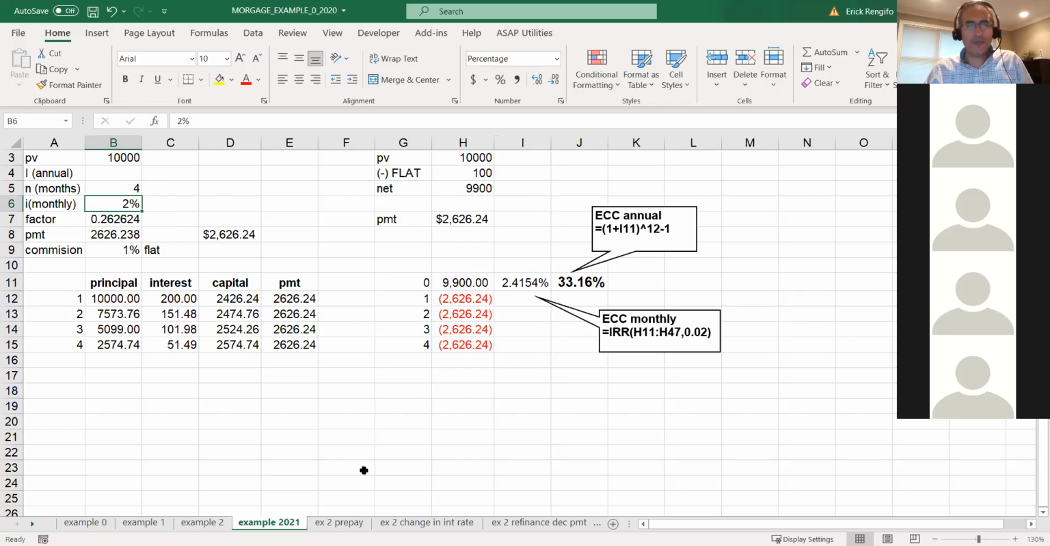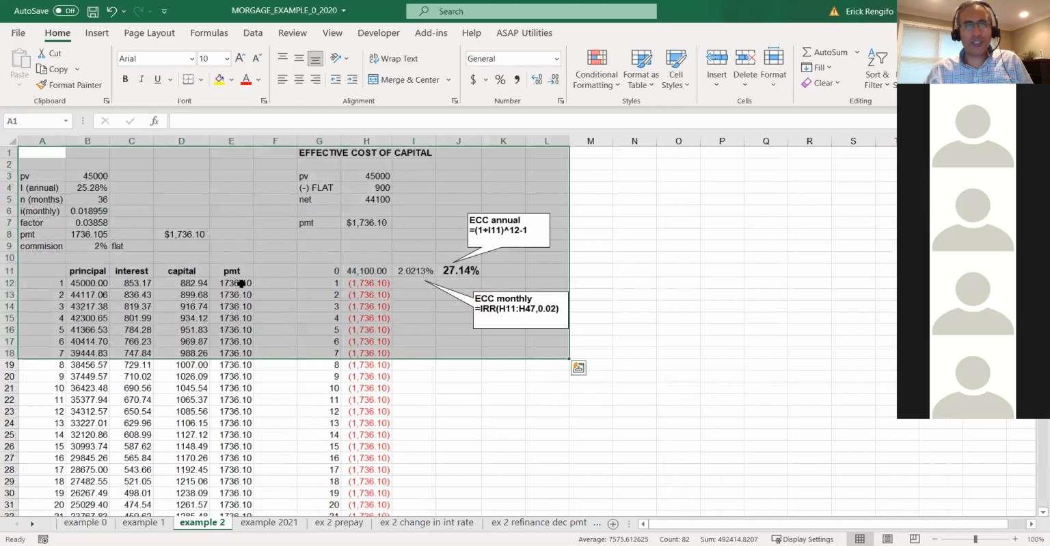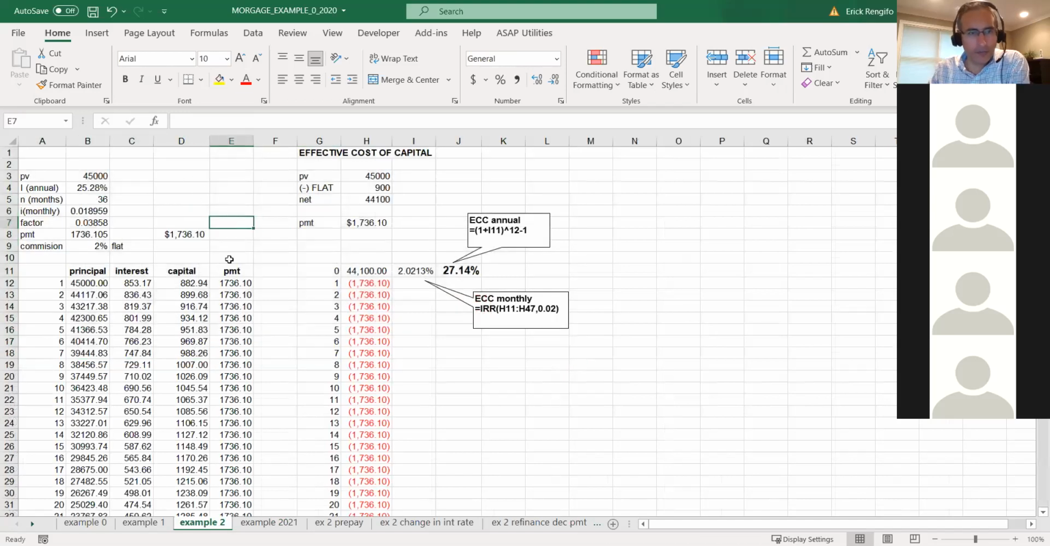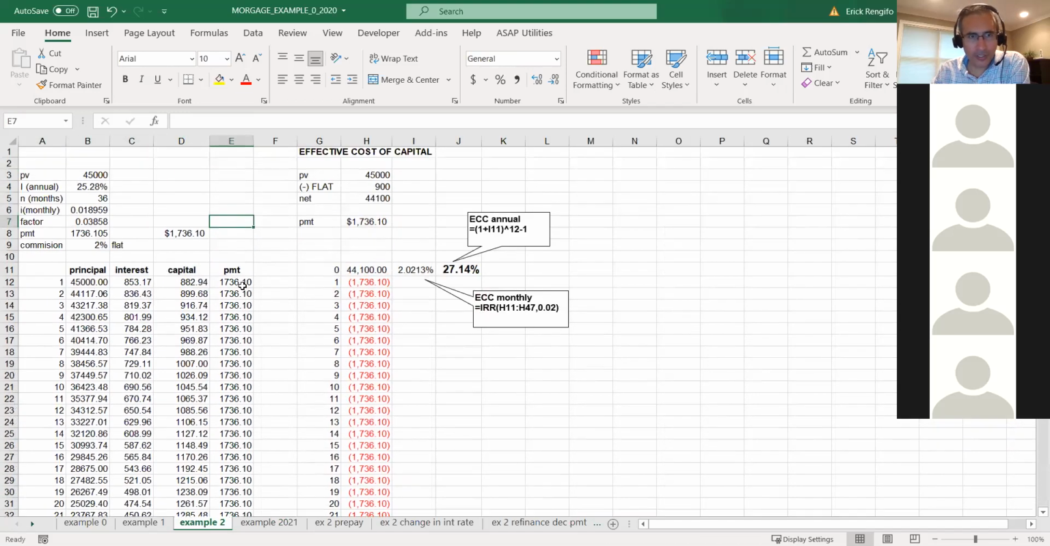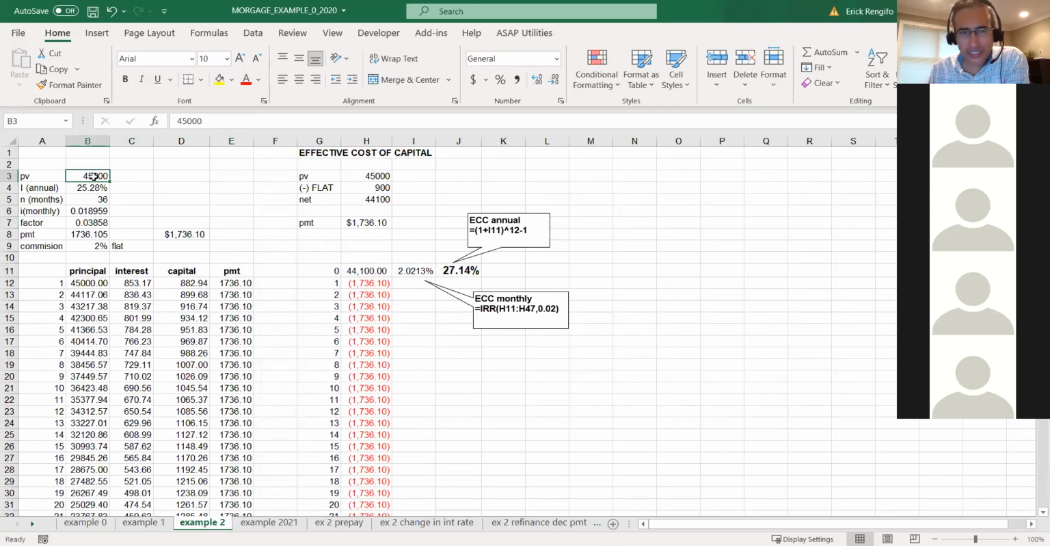Okay, so let's do this now. Let's do this example. That is longer, you see, 36 months. The idea is exactly the same. So I have $45,000 principal. I have an annual rate of 25%. I have 36 months to pay. I need to compute the monthly interest rate. You know how to do that. It's simply a transformation of this one here. You compute the factor, you compute the payment. And on top of that, you have a flat of 2%. So remember, that flat commission is simply a percentage over the principal.